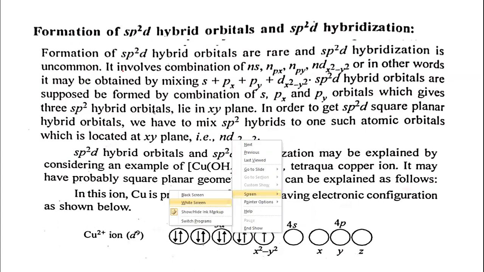The third type of hybridization you can see is dsp2 hybridization, in which one s, two p, and one d orbital get combined. So an example of it is [Cu(H2O)4]2+, the tetraaquacopper(II) ion.